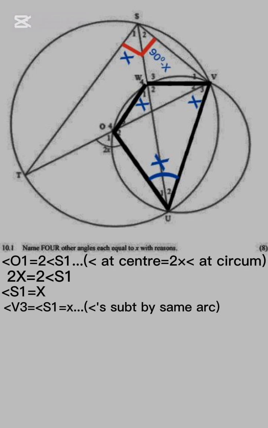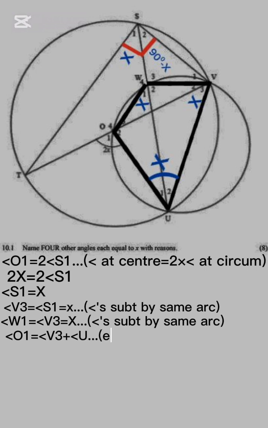Inside the smaller circle, angle W1 is equals to angle V3 is equals to x. Reason angle subtended by the same arc. Angle O1 is equals to angle V3 plus angle U. Reason exterior angle of a triangle. 2x is equals to x plus angle U. Therefore, angle U is equals to x. We are done with naming other 4 angles that are equals to x. So we can move to the next question.